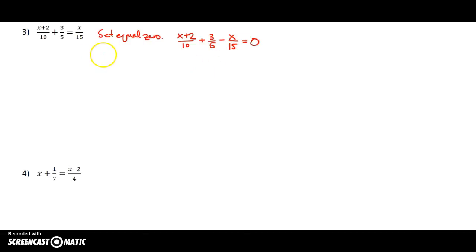Then if you remember, we said that we would create the lowest common denominator. In here, that would be 30. So this would have to be multiplied by 3 to get a 30. This one would have to be multiplied by 6. So 6 times 3 is 18 over 30. And this one we have to multiply by 2 because 15 times 2 is 30, still equals 0.